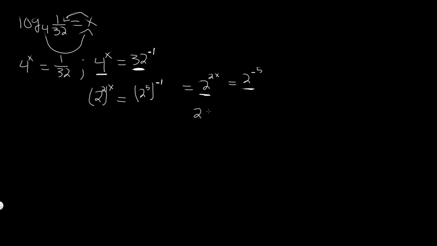So it's going to be 2x is equal to negative 5. And this is a really simple problem to solve. We can just divide by 2 on both sides, and this leaves us with x is equal to negative 5 halves. Or we can rewrite this as log base 4 of 1 over 32 is equal to negative 5 halves.